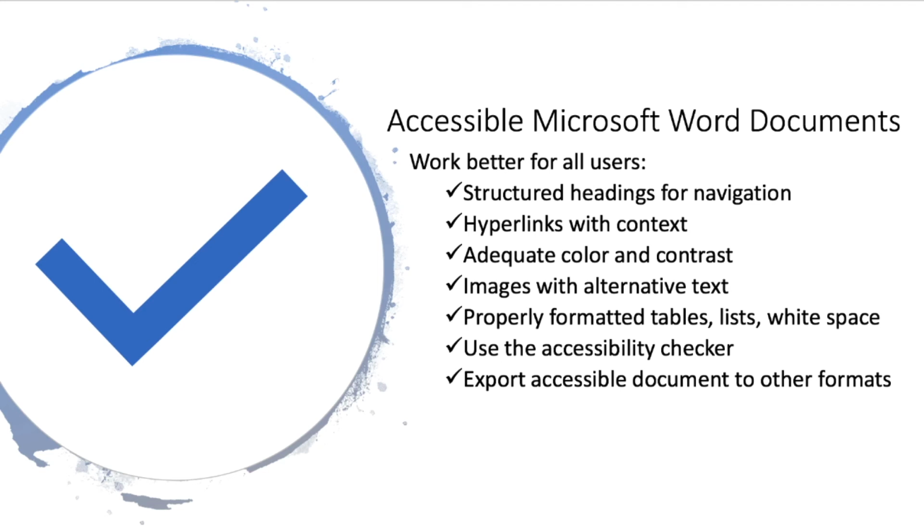Accessible Microsoft Word documents work better for all users by providing structured headings for navigation, hyperlinks with context, adequate color and contrast, images with alternative text, and properly formatted tables, lists, and whitespace. Also be sure to use the Accessibility Checker and to export your accessible documents to other formats. This will ensure you improve both the user experience and accessibility for all users.